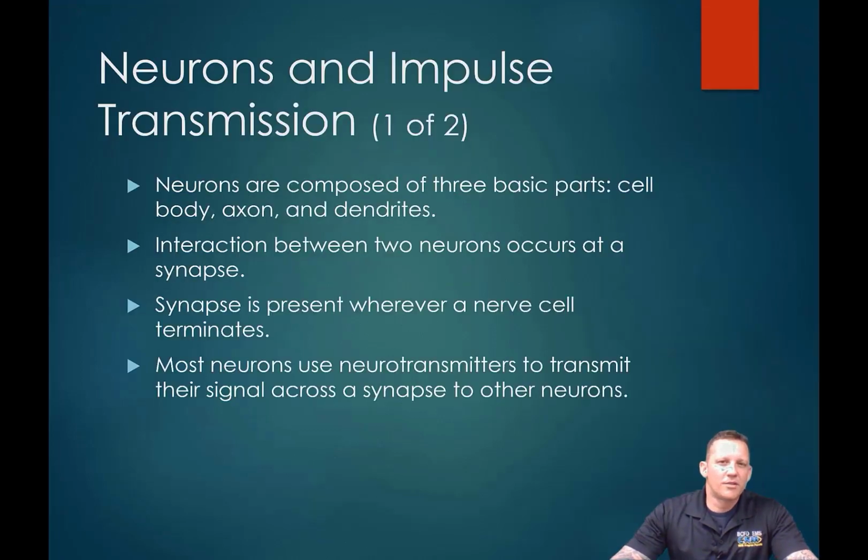So what exactly are nerve cells? There are three basic parts: the cell body, the axon, and the dendrites. That's a total neuron. The interaction between two neurons occurs at the synapse, and the synapse is present wherever a nerve cell terminates. Most neurons use neurotransmitters to transmit their signal across the synapse to other neurons. And so that's a chemical messenger that tells the next nerve or next piece of tissue what to do.